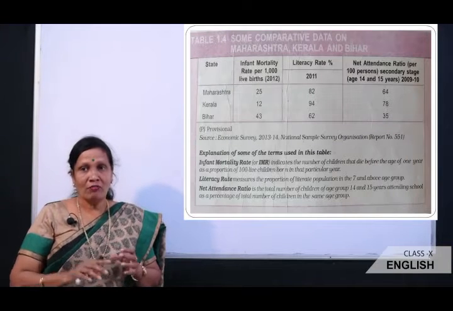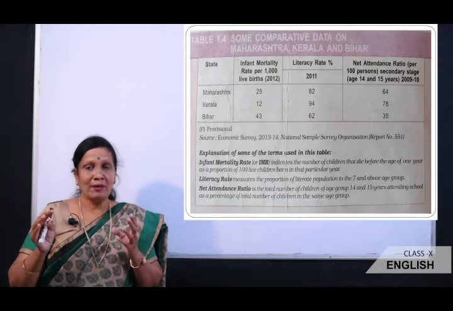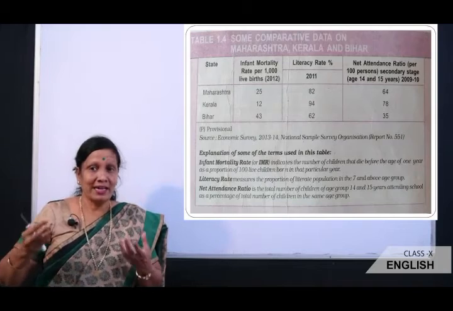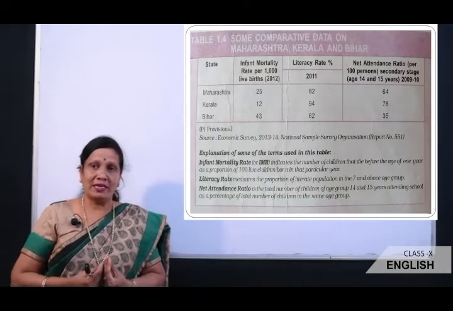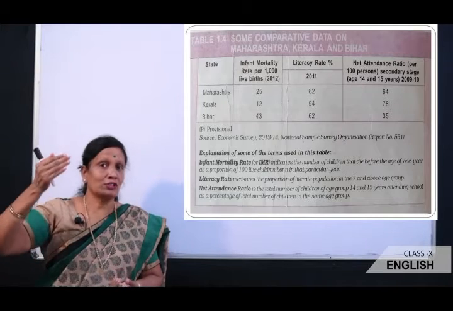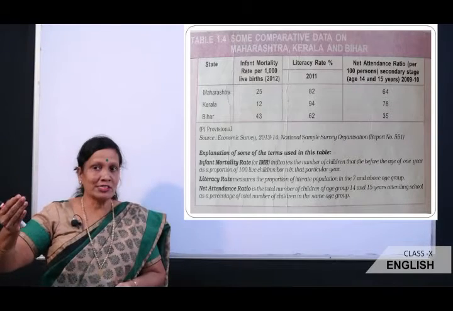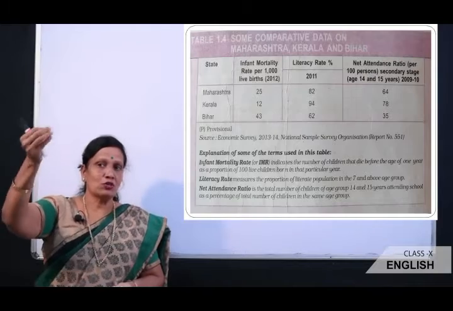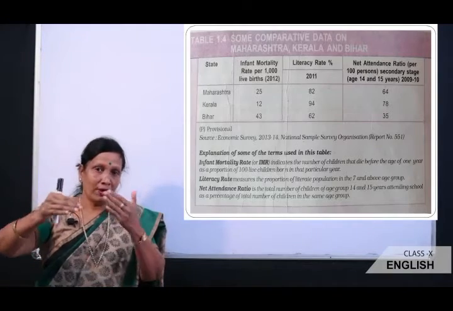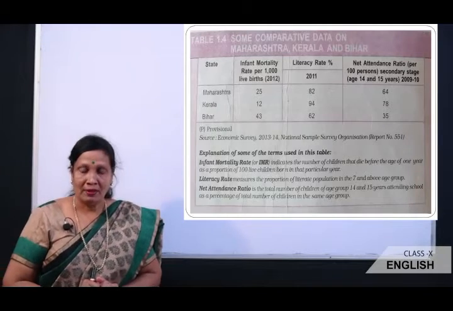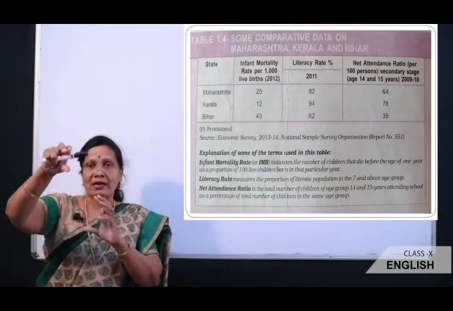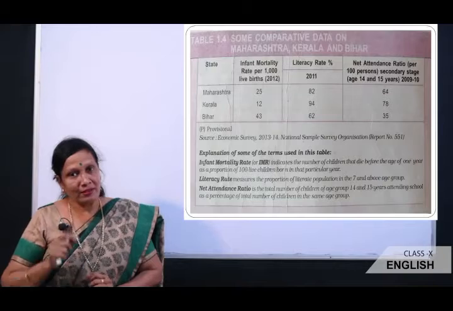Okay. So when you look at this, you see that Kerala is the state which has got a lower infant mortality rate, and then the literacy rate is also higher there, and then also the attendance ratio is higher when compared to Maharashtra and Bihar. So in this way, by looking at this table, you can make the comparison.